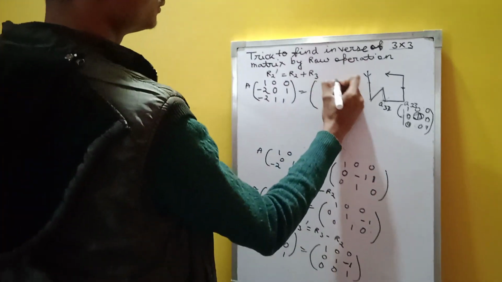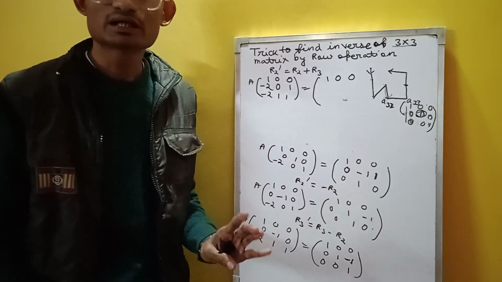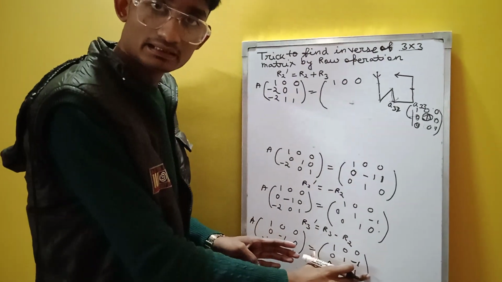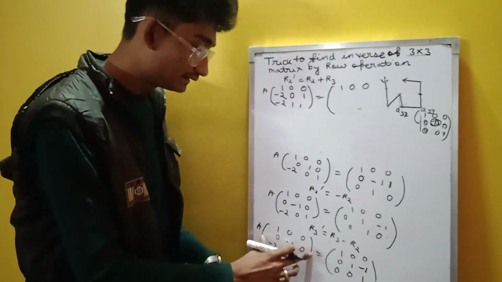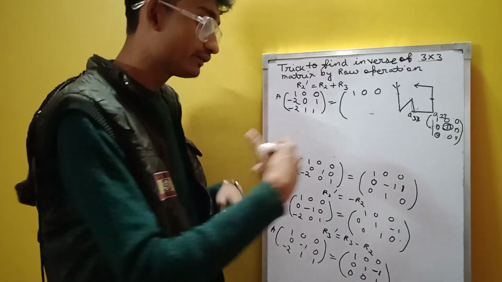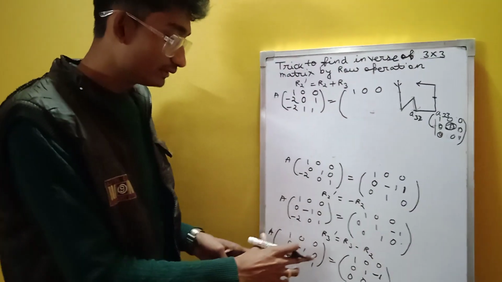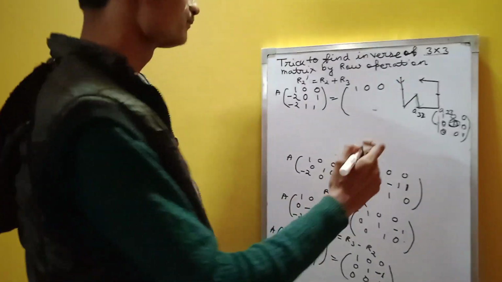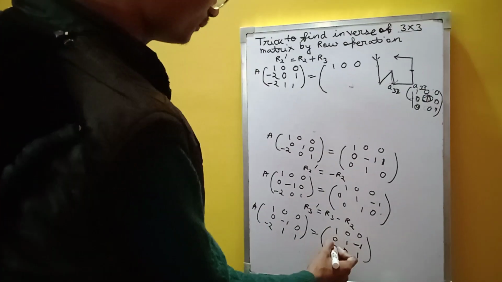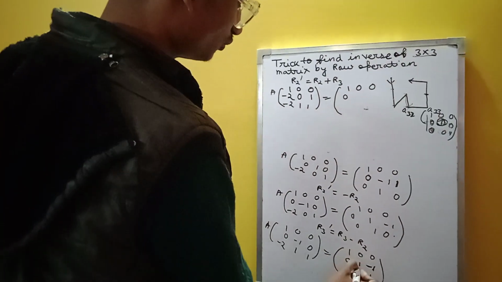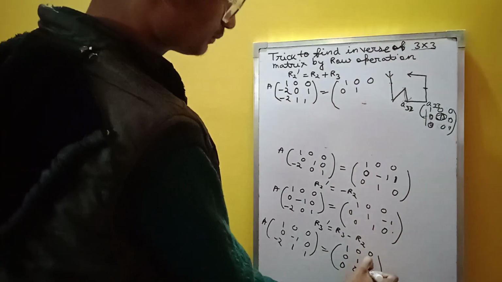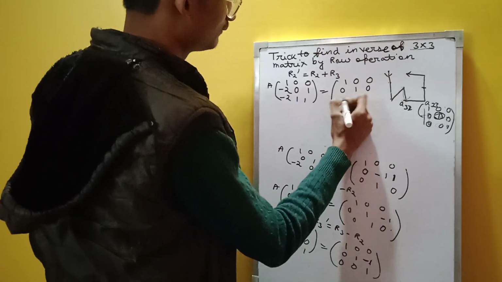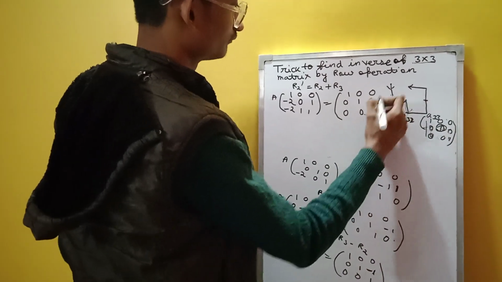1 0 0. See, whatever operation you are performing on this, you have to perform on this matrix also. Whatever you are doing on the right side, you will be doing on the left side. So this thing is to be taken care of. So 1 0 0, then 0 plus 0, that is 0, 1 plus 0, that is 1, negative 1 plus 1, that is 0. And the last row is 1 0 0 1.